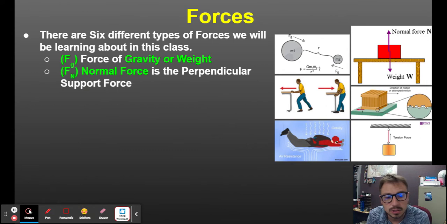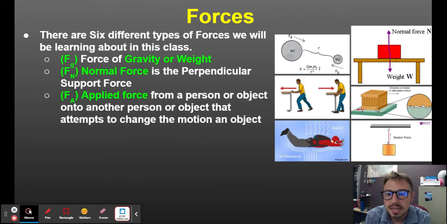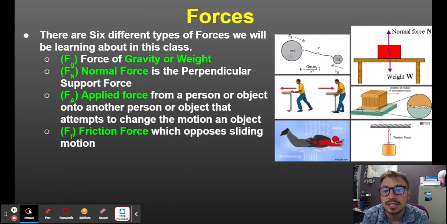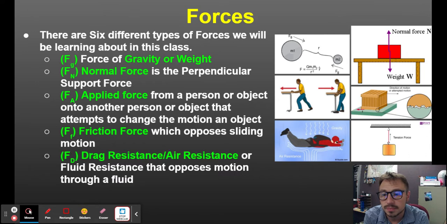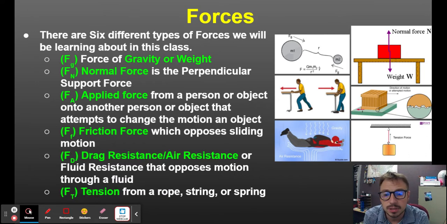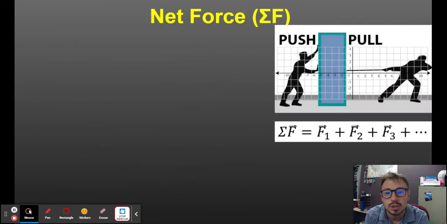If you look over to the right on those graphics, you can see there's a box on a table. Gravity's pulling down on that box, but there's a force preventing it from falling down to the center of the earth. That's the normal force, the perpendicular force. Then there's the applied force from a person or object onto another person or object that attempts to change the motion of the object. There's a force of friction, which opposes sliding motion. There's drag, air resistance, or also fluid resistance, that opposes motion through a fluid. And there is tension from a rope, string, or a spring.